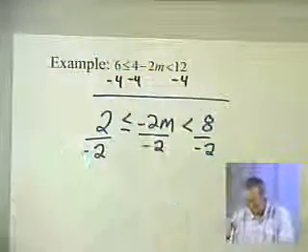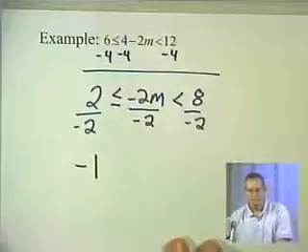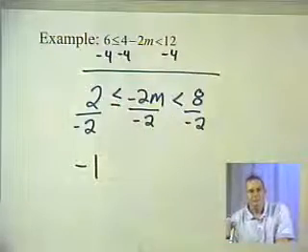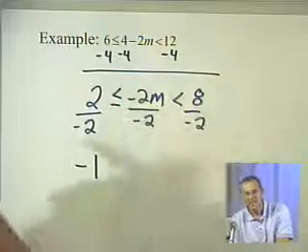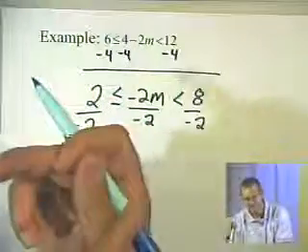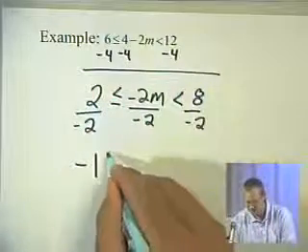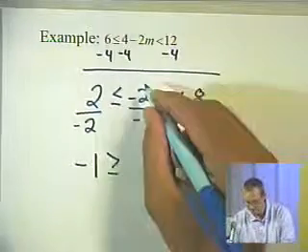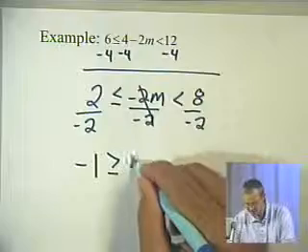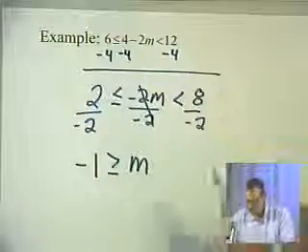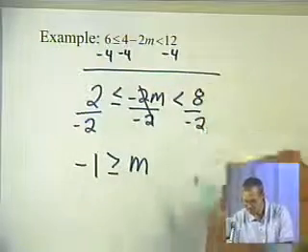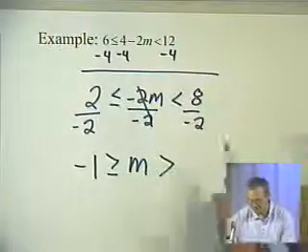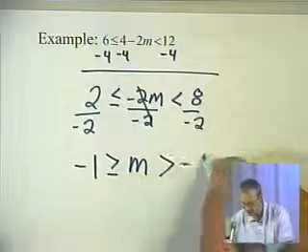Okay, 2 divided by negative 2 is negative 1. Now, remember, when we divide or multiply by a negative number, that's going to change the direction of our inequality, or it's going to flip. So this less than or equal is going to become a greater than or equal. Negative 2 divided by negative 2 is positive 1, so we just get an m in the middle. 8 divided by negative 2 is negative 4. And again, since I'm dividing by a negative, it's going to flip the direction of the inequality.